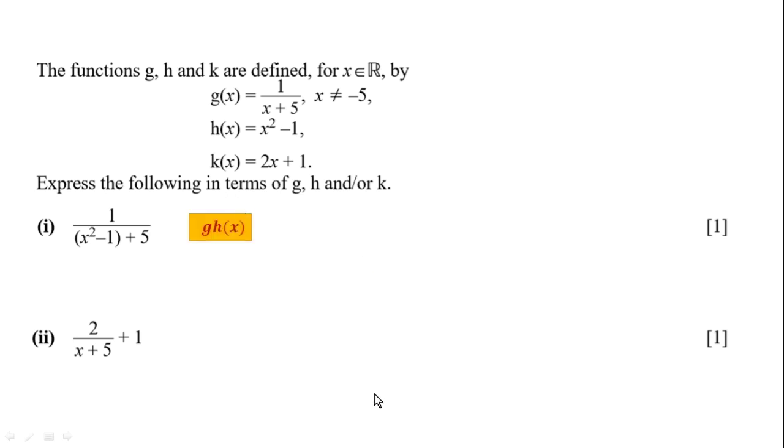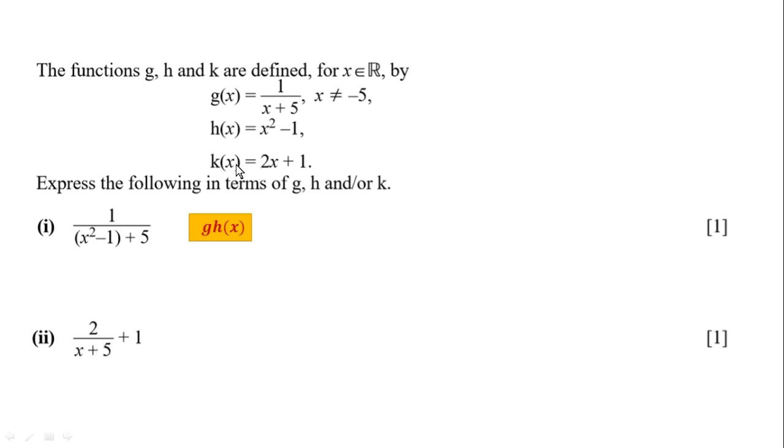Okay, next, let's move to number 2. It is 2 over x plus 5 plus 1. Again, there is a fraction part, and you will notice there's a plus 1 there. This plus 1 will give you a clue that k of x is included because it is the only thing that has a plus 1 at the end. And then the 2 is still there. What do I multiply to 2 so that it will become 2 over x plus 5?